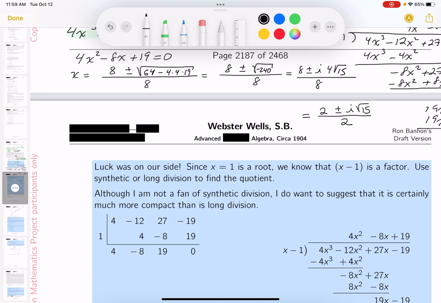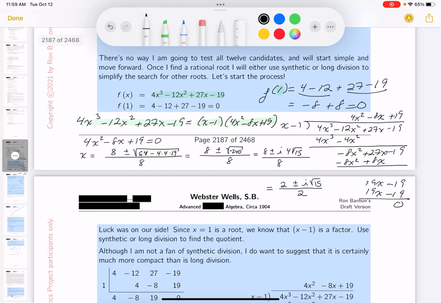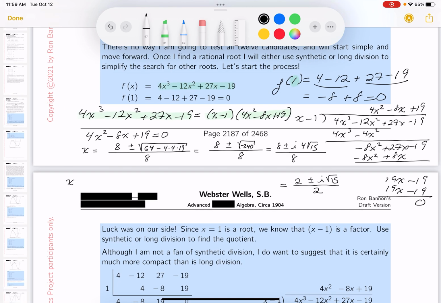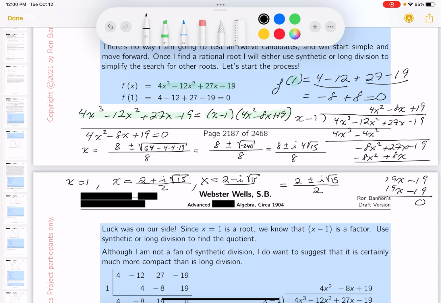All right, so someone says, where's this going? I want to claim I found all 3 roots now. So what are the roots going to be? I'll write them down for you. The first root I found is x equals 1. What's the next root I found? I found the root x equals 2 plus i root 15 over 2. That doesn't look like a 15, does it? The other root I found is x equals 2 minus i root 15 over 2.